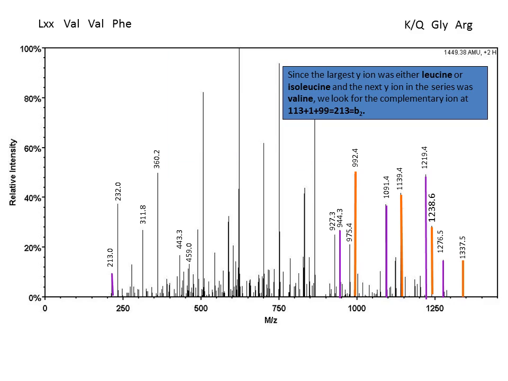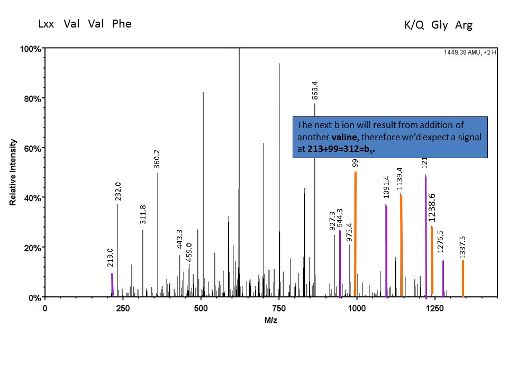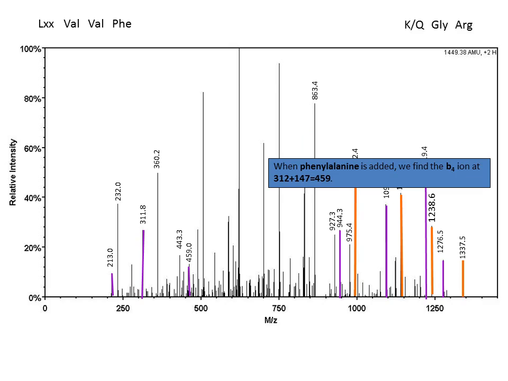If we add these two together, we get 213 once we account for the hydrogen atom, and lo and behold, we have an ion at 213 in our spectrum. This confirms the leucine-valine part from the N-terminal. If we then look for leucine-valine-valine, we end up with 312. There it is, 311.8, it's pretty close. Next we look for the complementary phenylalanine. So if we add 147 to 312, we get 459, and there is the ion there.